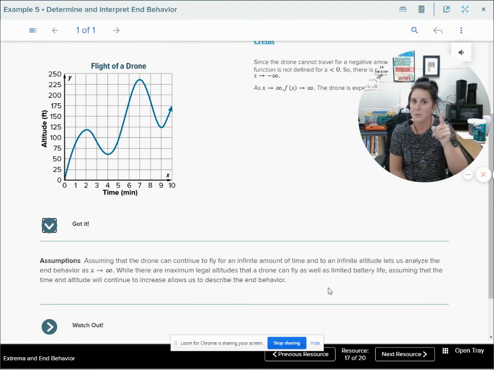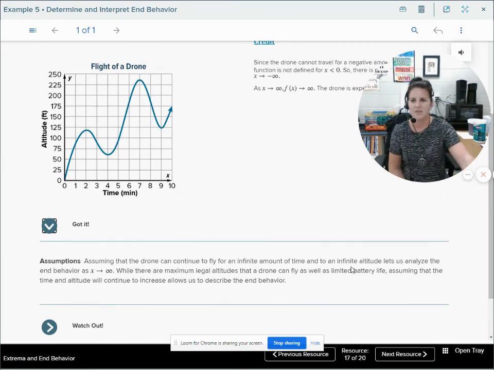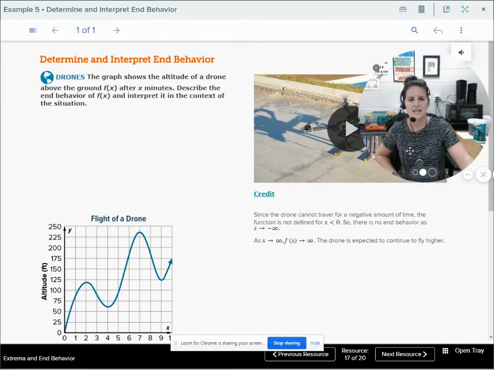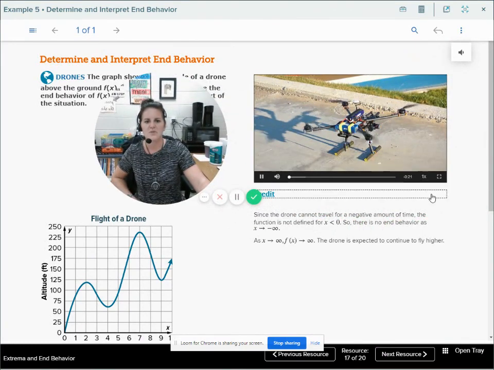So important to remember, there is a limited battery life, but making these assumptions allows us to look at the end behaviors. All right, that sums up today's lesson.